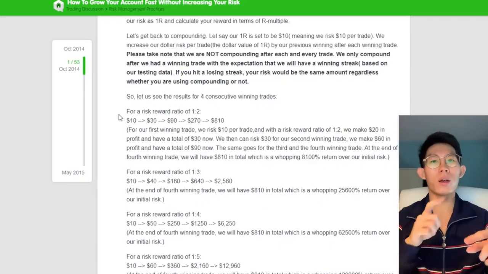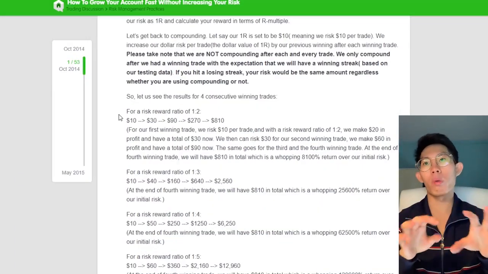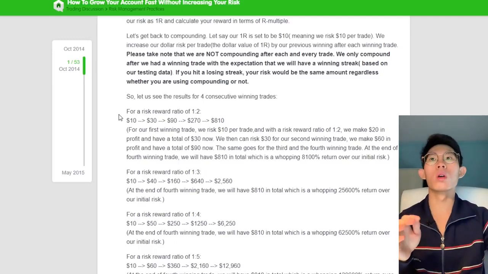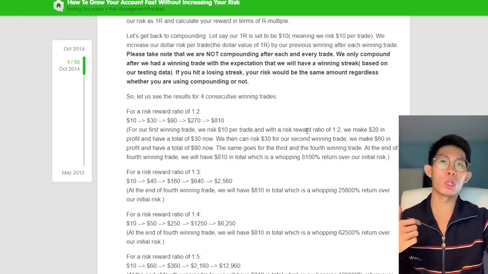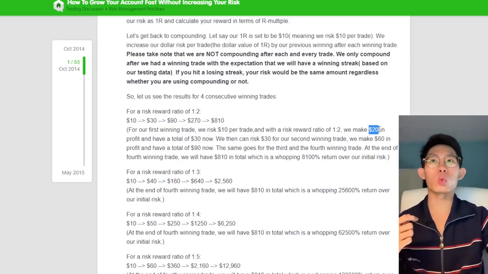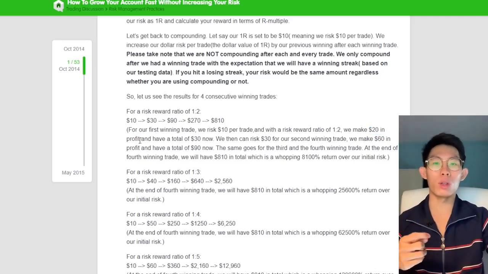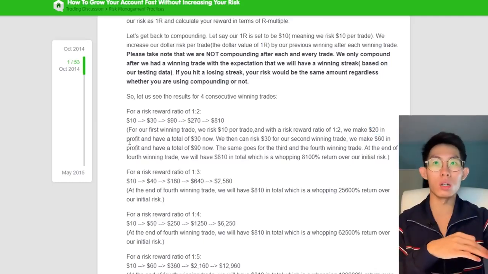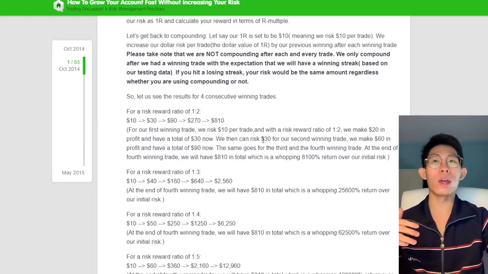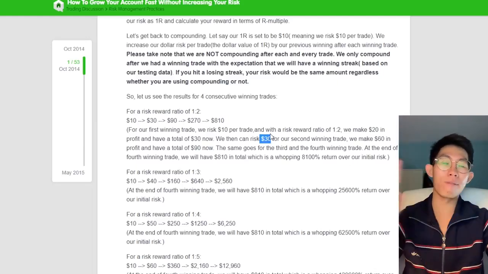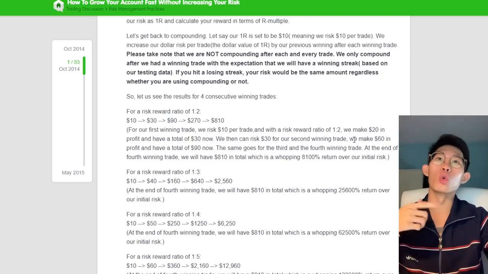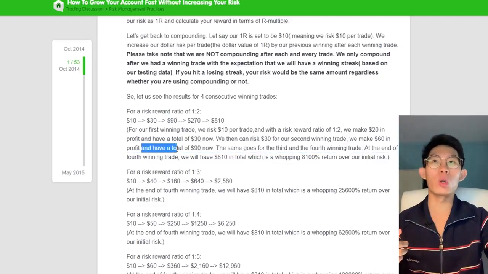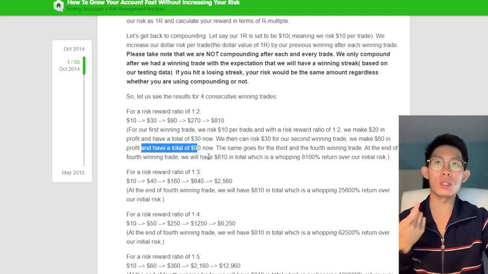So here's an example. Let's say your minimum risk to reward ratio is 1:2. So your first winning trade, you risk $10 per trade, okay? $10 per trade. And then your risk to reward ratio is 1:2. So you make $20 in profit and now you have a total of $30. Then the next trade, you can risk your $30, whatever that you have made in the first trade, and then you win that second trade, you make $60 in profit and you have a total of $90 now.